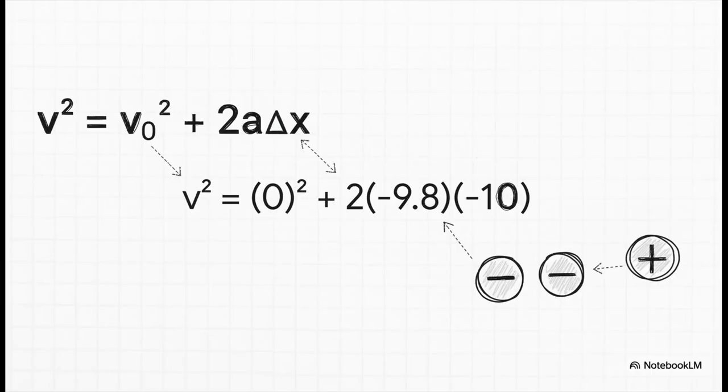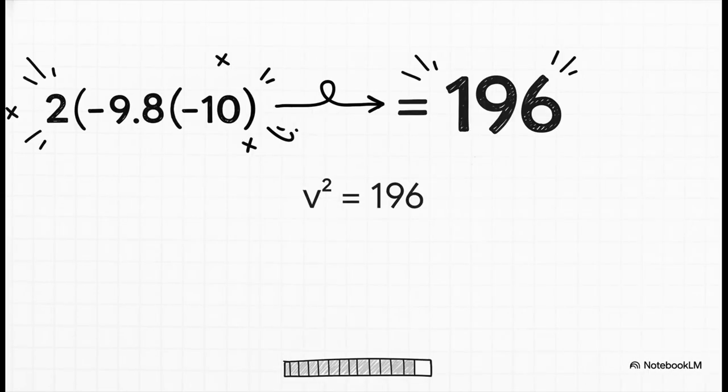Step 3. Time to plug and chug. Our equation becomes v squared equals 0 squared, which is just 0, plus 2 times negative 9.8 times negative 10. See how having that 0 for the initial velocity makes things really clean? And notice what happens when you multiply two negatives. You get a positive. So 2 times negative 9.8 times negative 10 gives us a nice positive 196. So now we know that v squared is 196. We are so close, just one little step away from the answer.